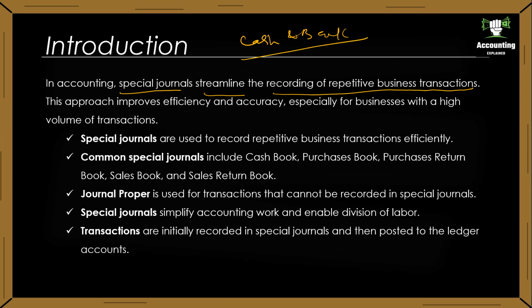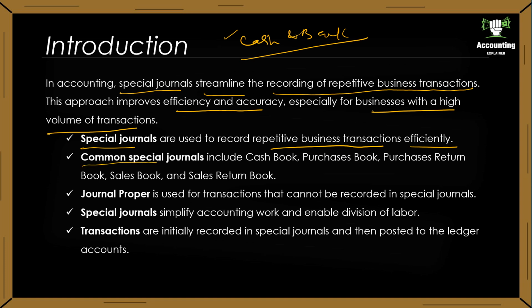Whether you purchase or sell, or you pay salary, rent, or electricity, everything, cash and bank is repetitively used. This approach improves efficiency and accuracy, especially for businesses with a high volume of transactions. That's what I told you, for big industries like automobile. Special journals are used to record repetitive business transactions efficiently. Repetitive, like for cash and bank I told you.